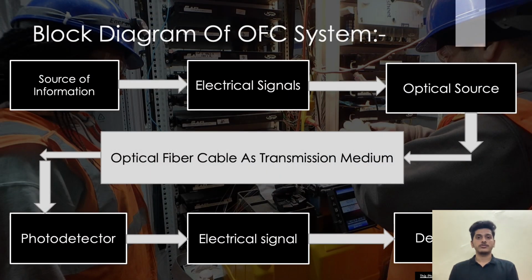The block diagram of OFC system. Source of information is converted to electrical signals and then to an optical source. The optical source travels through optical fiber cable as the transmission medium, and then it reaches the photo detector at the receiving point, and then the light signals are converted into electrical signals, and then it reaches the destination.